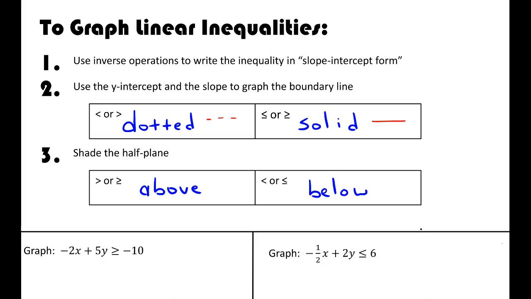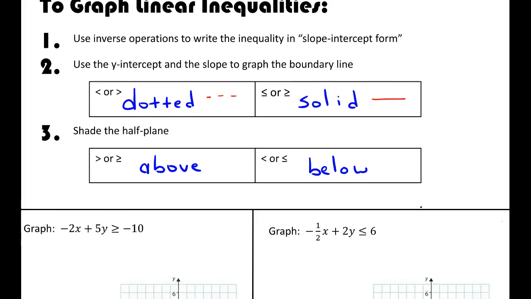Now there's one additional step that we do with inequalities, and we shade the half plane. We shade the part that tells us what part of our inequality is true, or what part of our line is true. So we'll shade the half plane. If it's a greater than or equal to sign, we'll shade above that line. And if it's a less than or equal to sign, we'll shade below that line. All right, so let's practice.